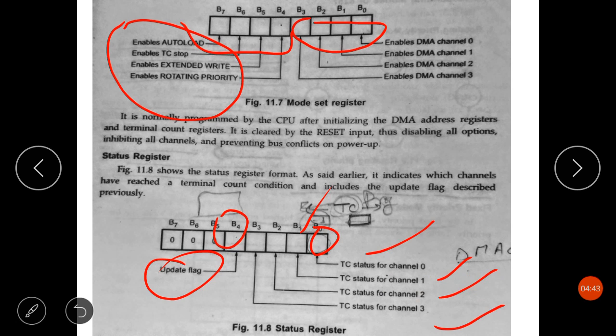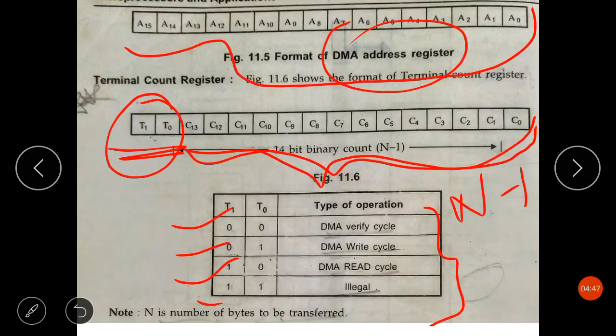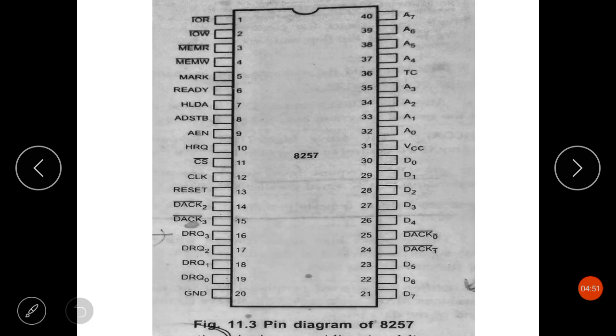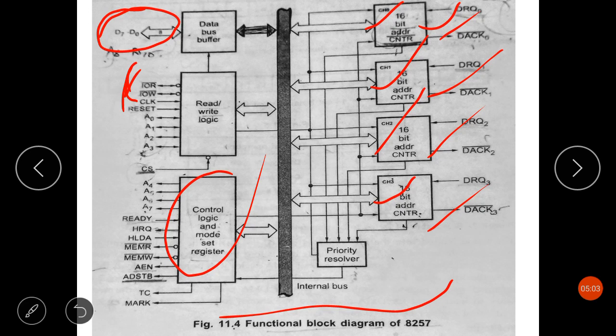Now I am going to discuss the remaining pins of the DMA controller. What are the remaining pins? Here I have represented every pin with its correct pin number for the 8257 DMA controller. This is a 40 pin IC and I have written all the pins here. So let's discuss the remaining pins.